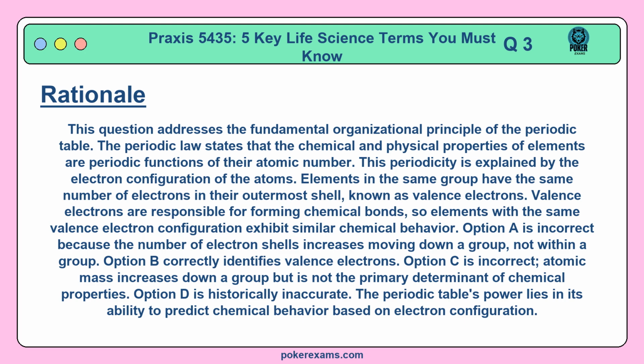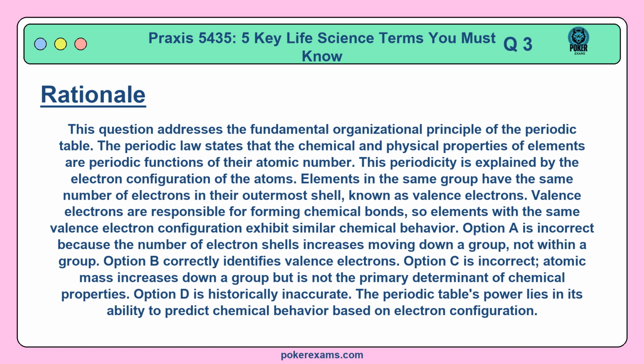Elements in the same group have the same number of electrons in their outermost shell, known as valence electrons. Valence electrons are responsible for forming chemical bonds, so elements with the same valence electron configuration exhibit similar chemical behavior. Option A is incorrect because the number of electron shells increases moving down a group, not within a group. Option B correctly identifies valence electrons.